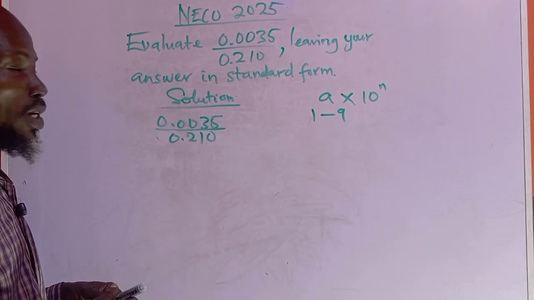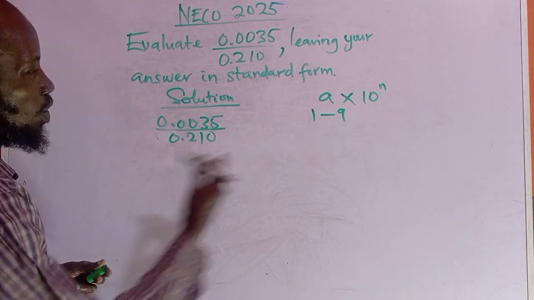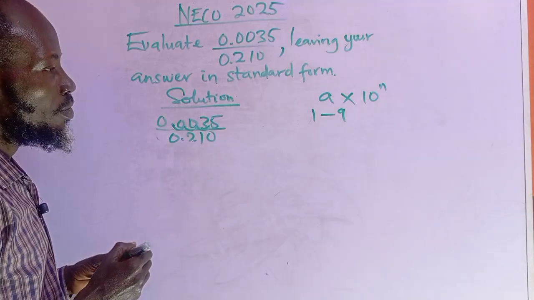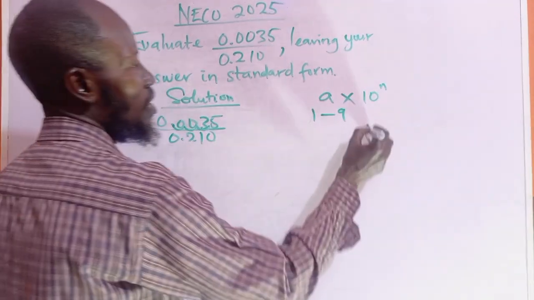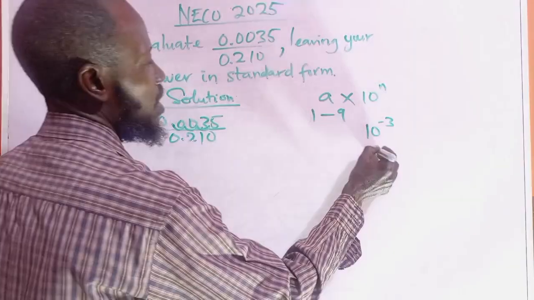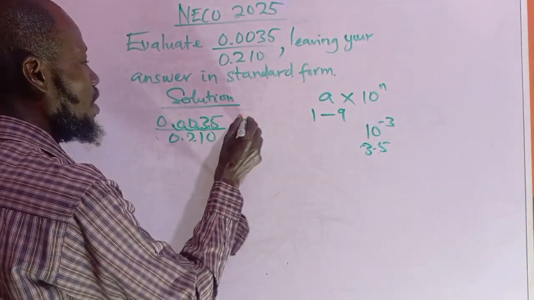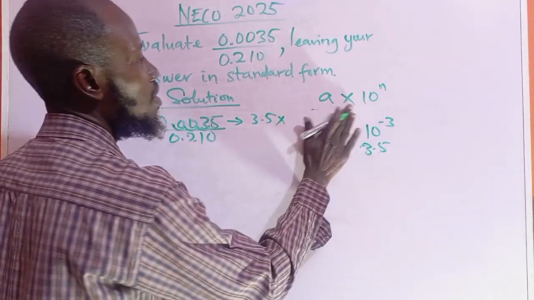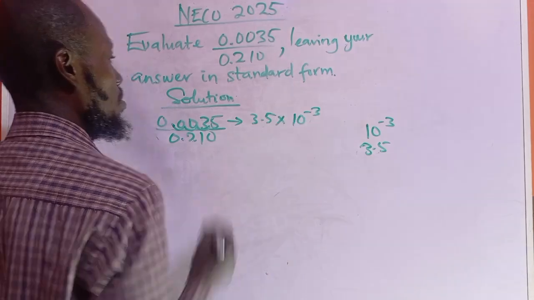So what do we do now? We are going to move this decimal point to the right. So 1, 2, 3. Meaning our power of 10 is going to be negative 3, and then the A is going to be 3.5. So for this, it implies 3.5 multiplied by 10 to the power of minus 3.